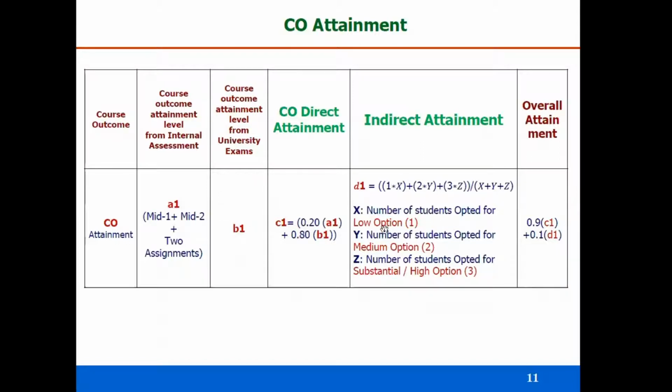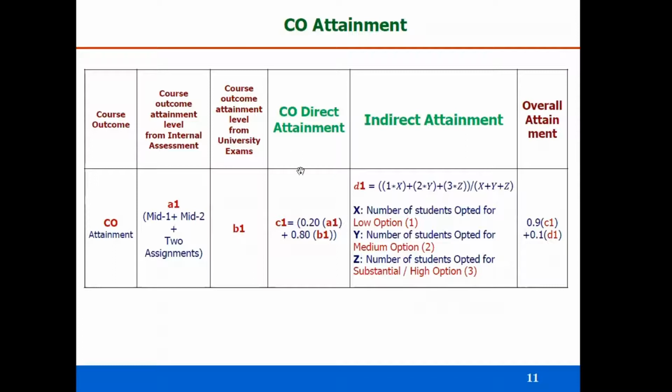Then for indirect attainment, the same formula we have to follow. Then for overall attainment also, here 90, 10 is taken. Some may consider 80, 20 or 75, 25 like that. So whatever criteria you are considering, use those percentage values in this formula.